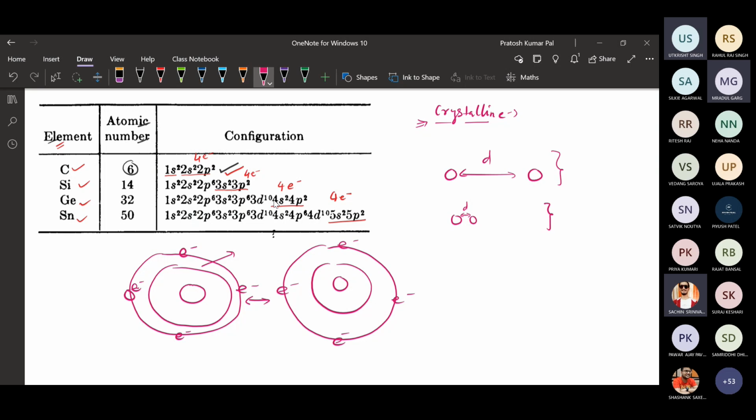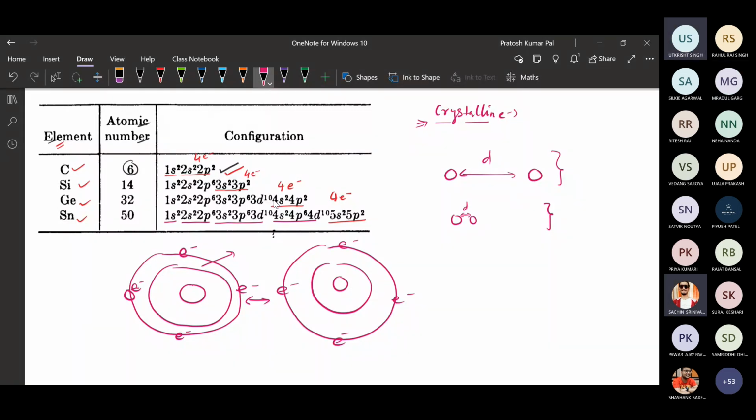In all the cases, the inner electrons are 1s2, 2s2 and 2p6. So these are inner electrons. The outer electrons are 5s2 and 5p2. Even if we change the distance, these inner electrons will not participate in changing the property of the crystal. Only the outer electrons will affect the crystal property, once two atoms are being brought closer or far apart.